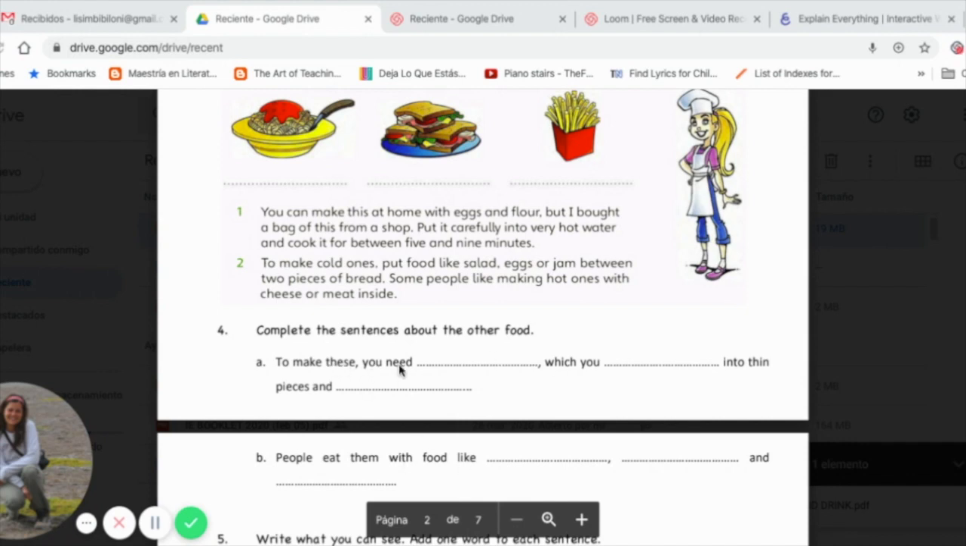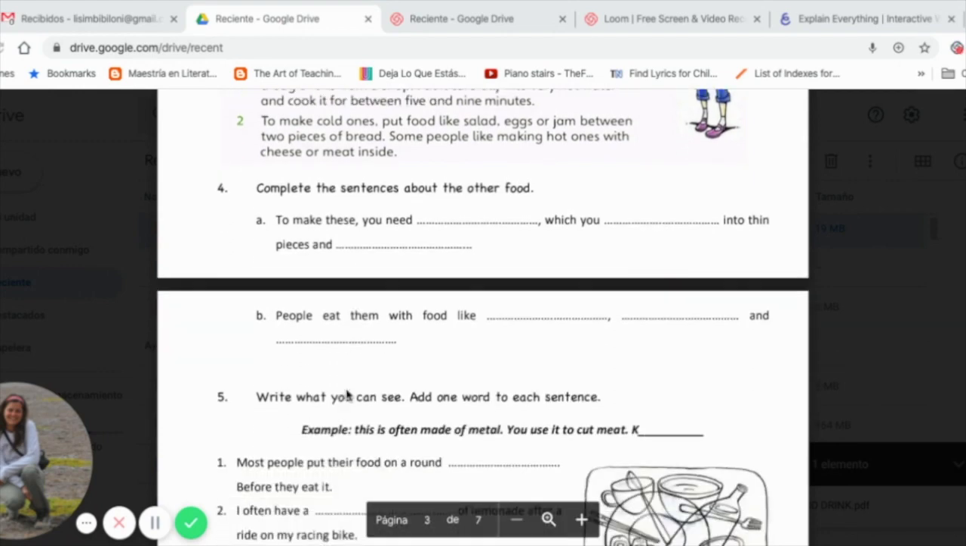To make this, you need. So we have to wait. If you didn't use French fries, for example, we need what? Potatoes, which maybe we cut into pieces. And what do we do with the fries?